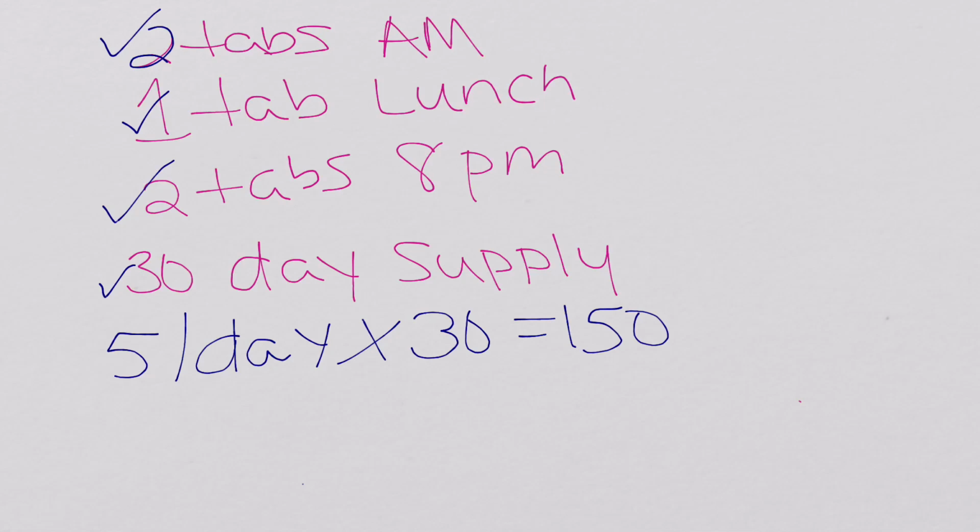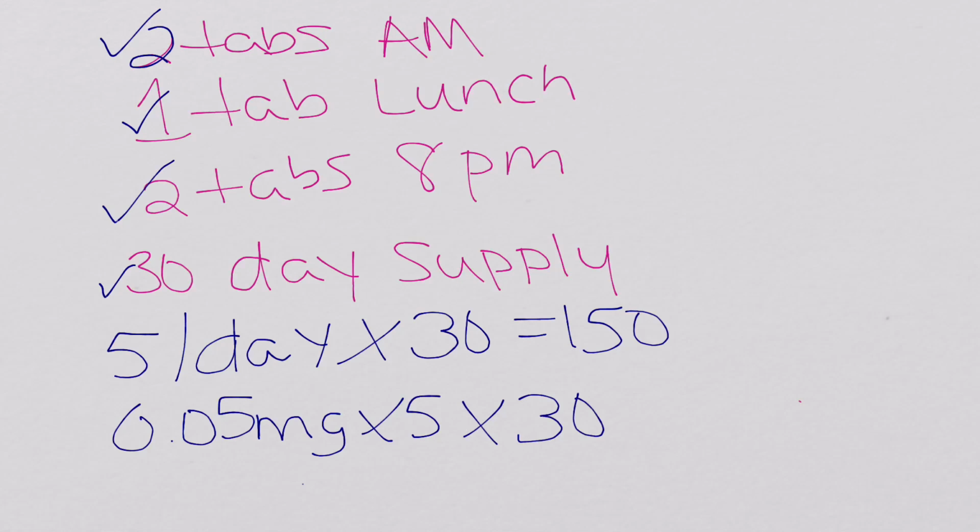Now, part B is asking how many milligrams the patient will get over the course of 1 month. So we need to take the 0.05 milligrams, because that's what's prescribed, multiply that by 5, because they're taking 5 a day, and then multiply it again by 30 because they're having 30 days. And that should give you 7.5 milligrams.